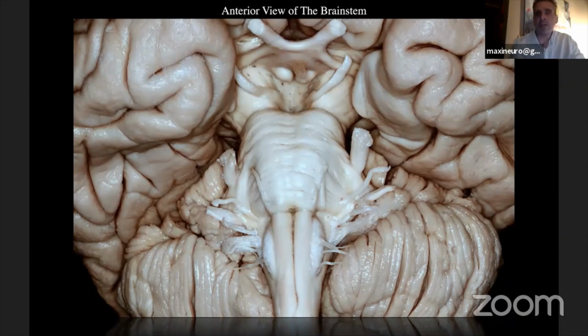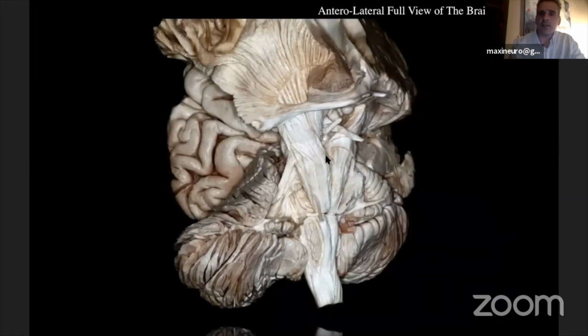like this. We totally dissected the tract from the cortex downward to reach the inferior portion of the medulla oblongata. This is the corticospinal fibers tract. This is the full view of the brainstem, totally dissected. This is the beauty and perfect anatomy, in my opinion.